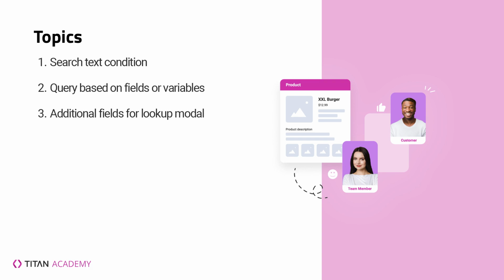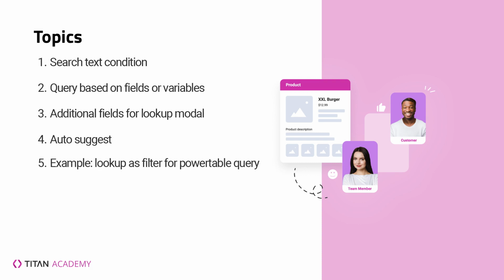We'll show you how you can display additional fields in the lookup modal that opens. We will show you how you can toggle autosuggest to allow or not allow your end user to have auto suggestions when they type in values. And finally, we'll show you a quick example of how you can use the lookup field as a filter for your power table. Let's get started.